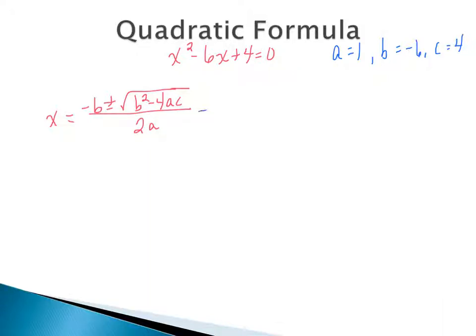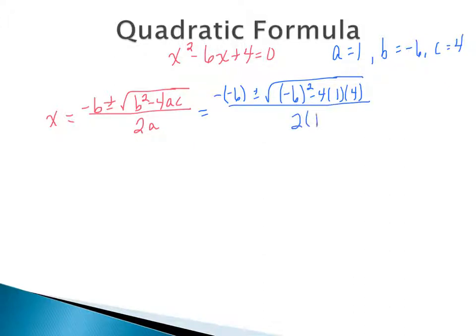So I'm going to have negative b. That means I'm doing the opposite of whatever b is, so I'm going to write this as the opposite of negative 6. You can see the negative in front, and then b was negative 6, plus or minus the square root of b squared, so negative 6 squared, minus 4 times a, which was 1, times c, which is 4, all over 2 times a, which is 1. So just straight plugging the values in, and now we're simplifying this.